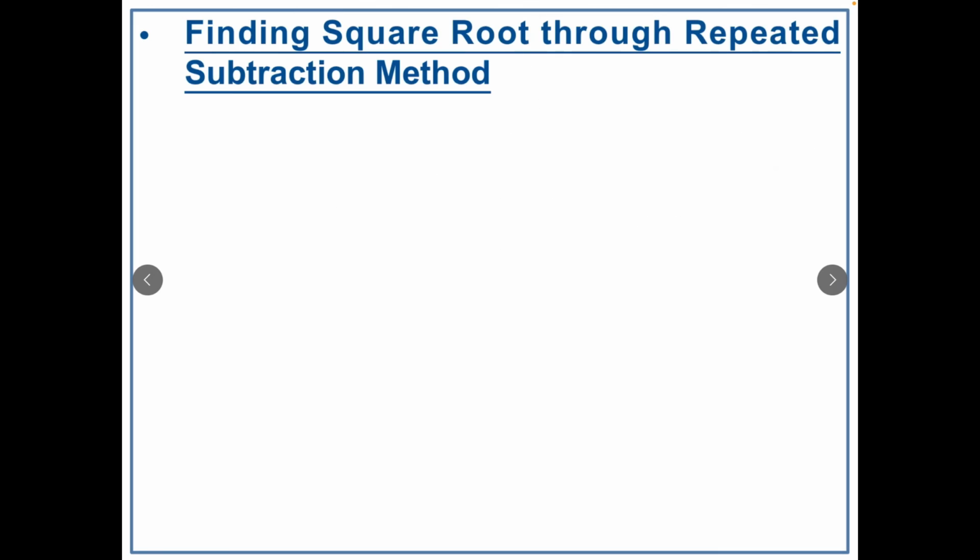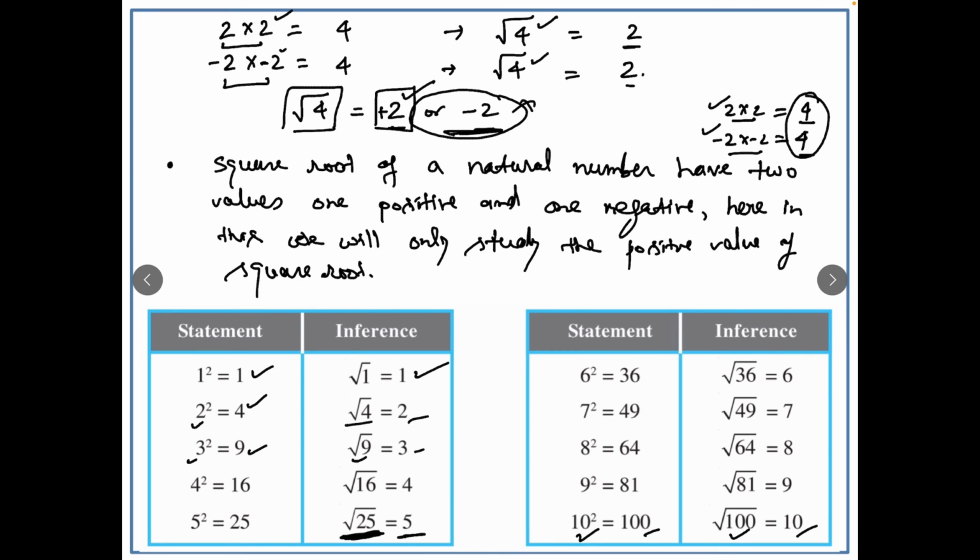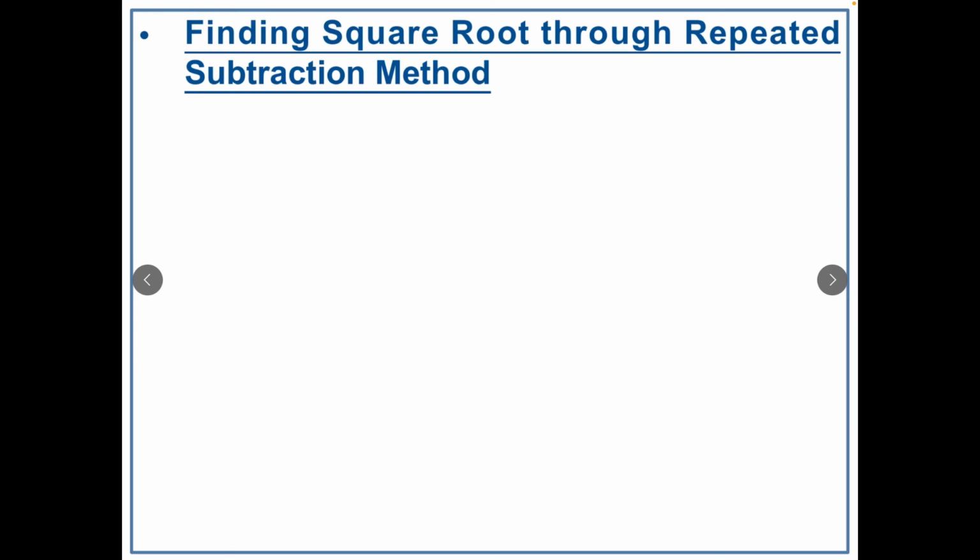Let's move ahead. Now we have a few methods to find the square root of a number. These are some numbers which you can memorize and remember. If you are ever asked to find the square root of 100, you can directly write 10. If you are asked square root of 49, you can directly write 7. But if we have a large number or any number, we have certain methods to find the square root of those numbers. So the first method is finding the square root through repeated subtraction. Okay, the method is called finding the square root through repeated subtraction.